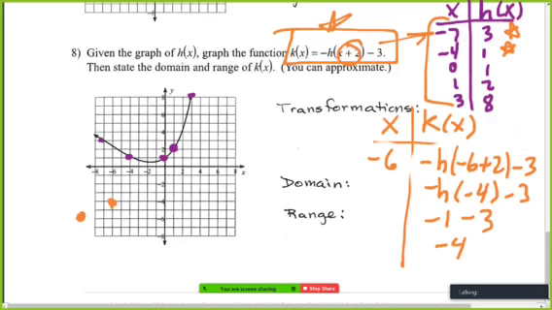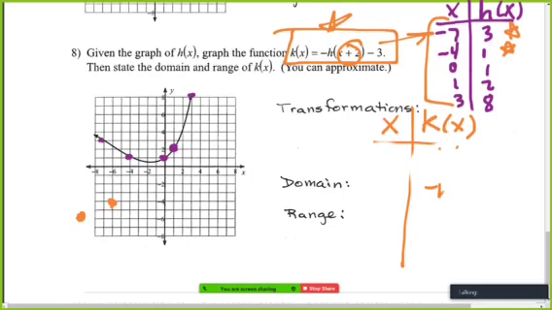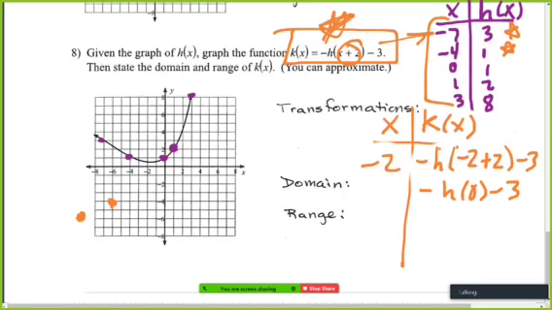Okay, then let me try that again. Now I'm going to plug in the next point, which is going to be 2 less than 0, so negative 2. Sorry, I messed that up. Remember, I'm plugging it into k, so it's this up here. So it's negative h of (negative 2 plus 2) minus 3. So that's negative h of 0 minus 3. H of 0 is 1, so negative 1 minus 3 is negative 4. So I have the point (-2, -4).